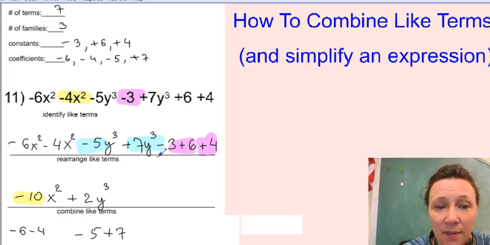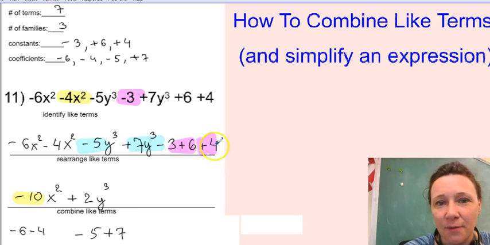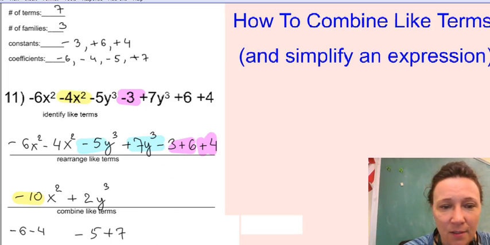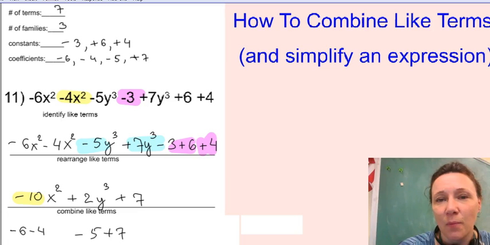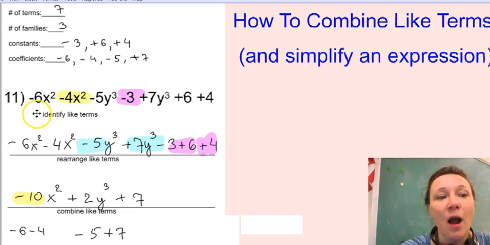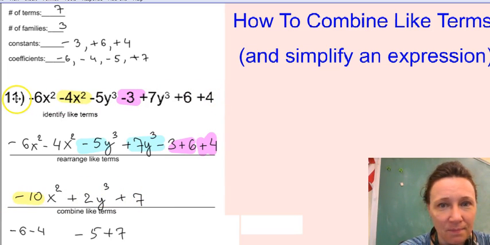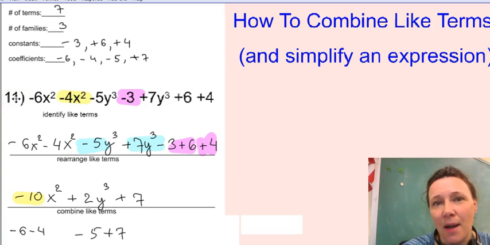What is left would be just minus 3 plus 6 plus 4. And I will use the associative property and will add first what's easier for me, the 6 and 4. That gives me 10. 10 minus 3 would give me plus 7. So I will complete my expression with plus 7. And you see how much less complicated the final result looks in comparison with the original. That completes our combining like terms.